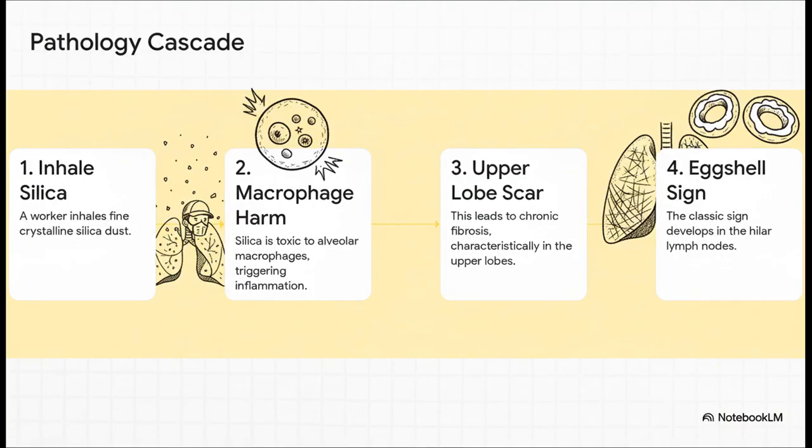Step 1, a worker inhales silica dust. Step 2, that dust injures the alveolar macrophage. Step 3, this triggers chronic fibrosis, specifically in the upper lobes of the lungs. And step 4, the classic sign develops, eggshell calcification of the hilar lymph nodes. That's the whole disease process right there.